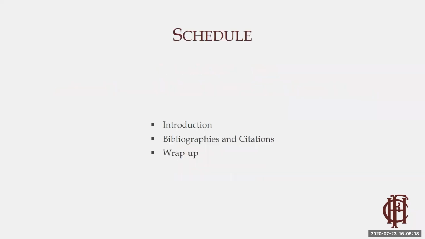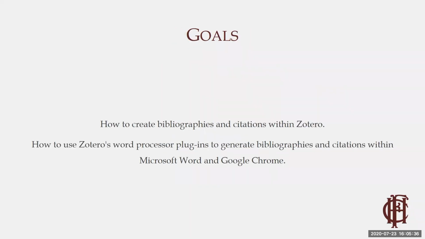Welcome. So let's look at today's schedule. It's very simple. We're looking at just a recap of what we did last week and this introduction. And then we're going to look at bibliographies and citations. And then we're going to wrap up looking ahead, and then finally the Q&A. By the end of today's sessions, you should learn how to create bibliographies and citations within Zotero. And then you're also going to learn how to use Zotero's word processor plugins to generate bibliographies and citations within Microsoft Word and within Chrome.